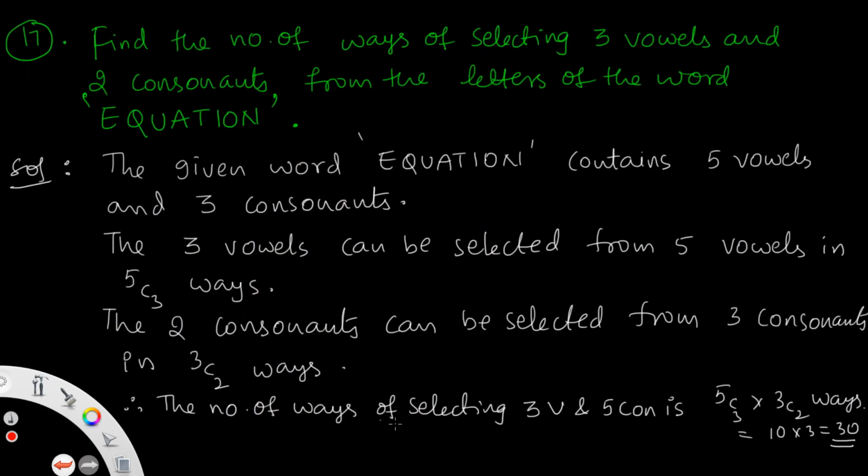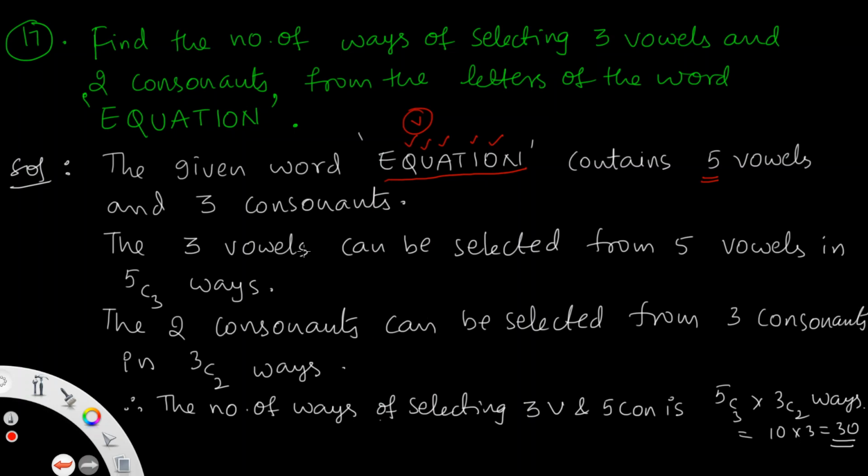Then go to the 17th question. Find the number of ways of selecting three vowels and 2 consonants from the letters of the word EQUATION. The word EQUATION has how many vowels? You have to count. How many consonants are there? So E, Q, U, A, T, I, O, N. These are all vowels.